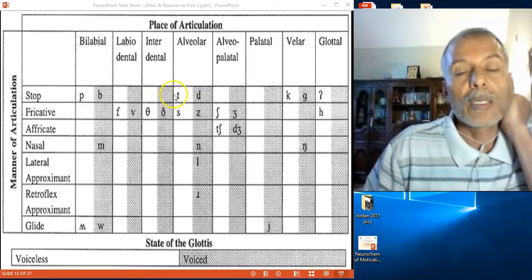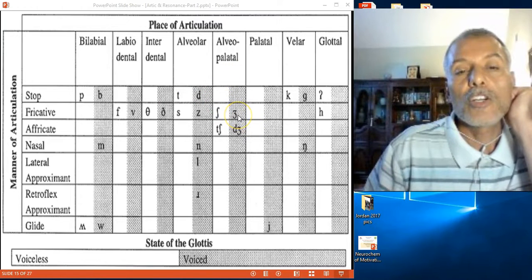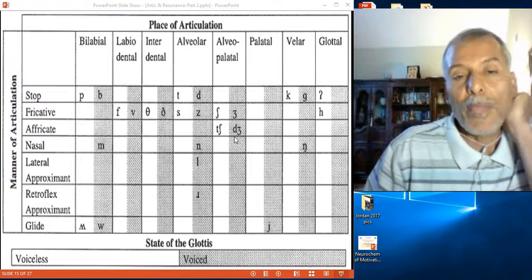So you take the t, combine it with the sh, and that's going to make the ch, as in chair or catch, match. So it is t and sh. And then you take the d, combine it with the zh, and you make this sound, j, as in page or fudge, judge. So that is the sound.